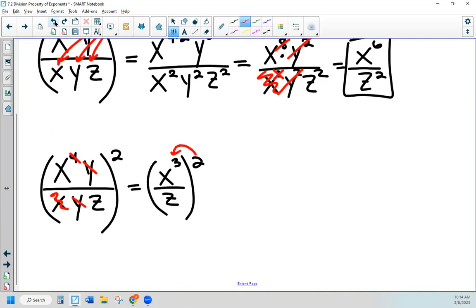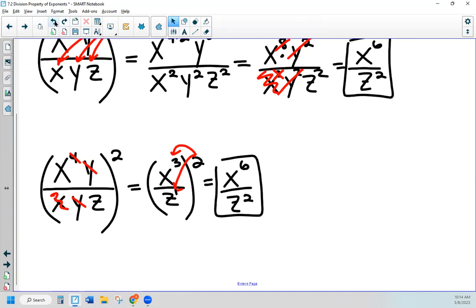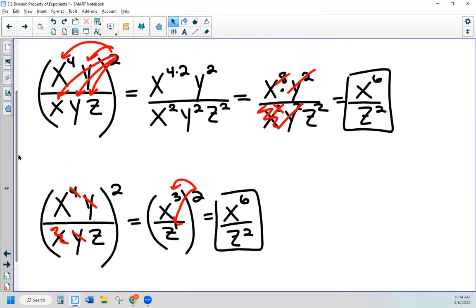Once you do a power to a power rule right here, and once you distribute that, you're going to have 3 times 2 for the exponent of x. That's going to give you 6. And then z that had an exponent of 1. 1 times 2 is 2. So you choose that route, whatever makes your mind a little bit more at ease. Obviously, the bottom one, you could tell that it's got a little bit less work.